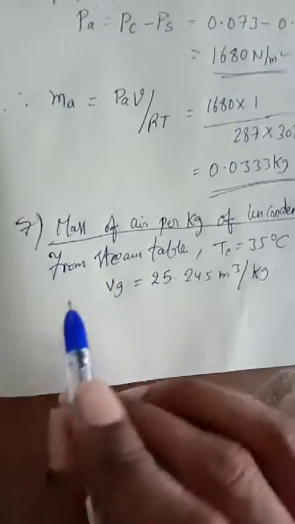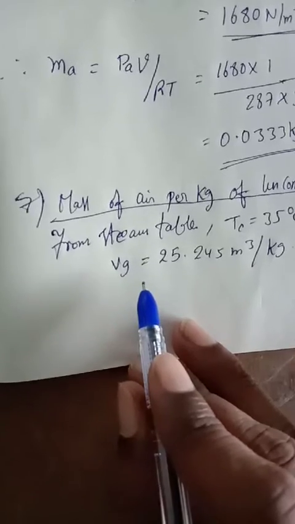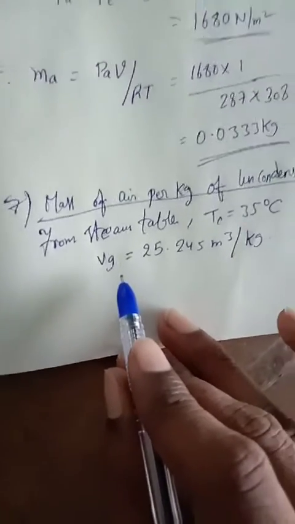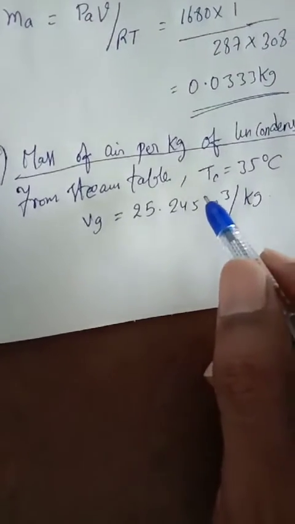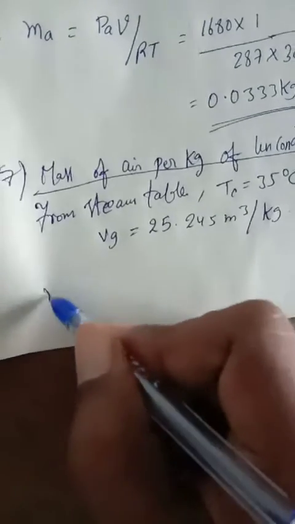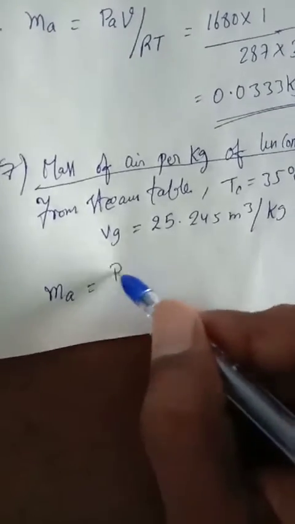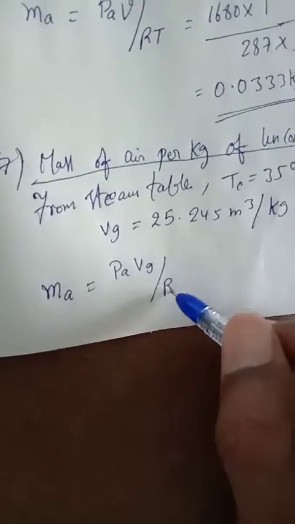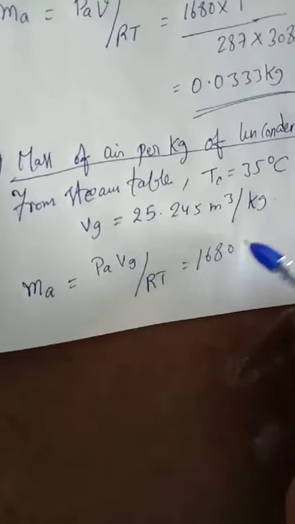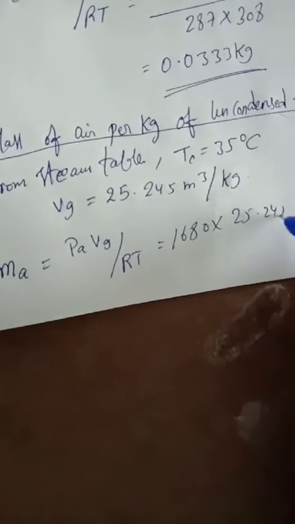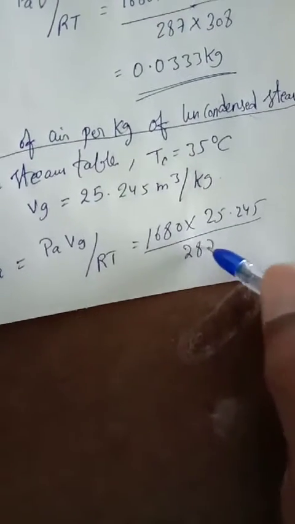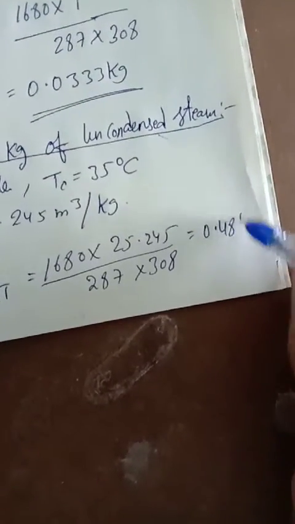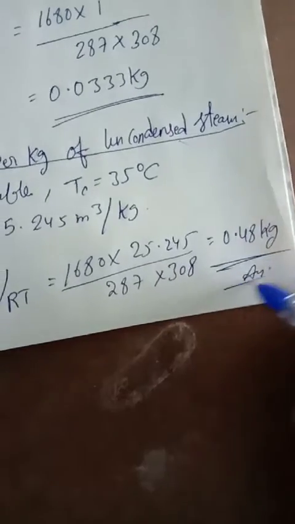Thus, air associated with 1 kg of steam at 35 degrees Celsius will occupy the same volume, that is 25.245 meter cube per kg. So the mass of air MA is equal to PA Vg divided by R into T. We simply substitute 25.245, 287 into 308, and that gives 0.48 kg. This is the answer.